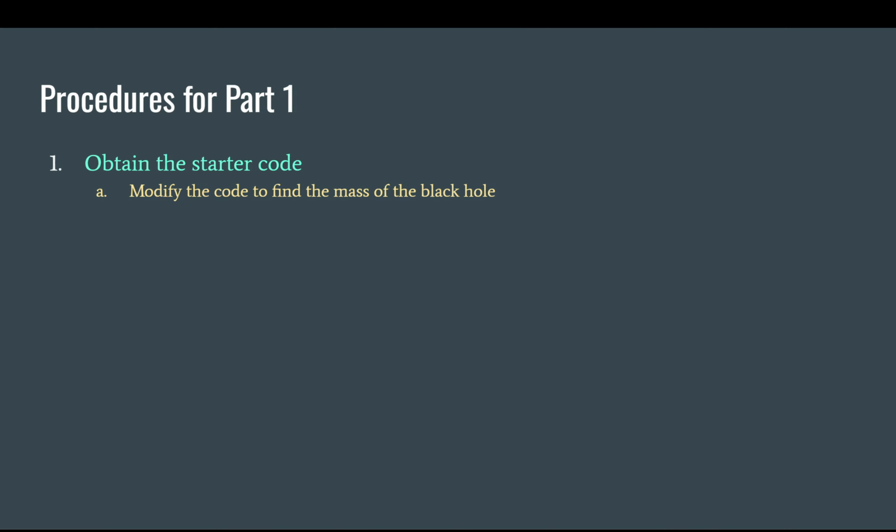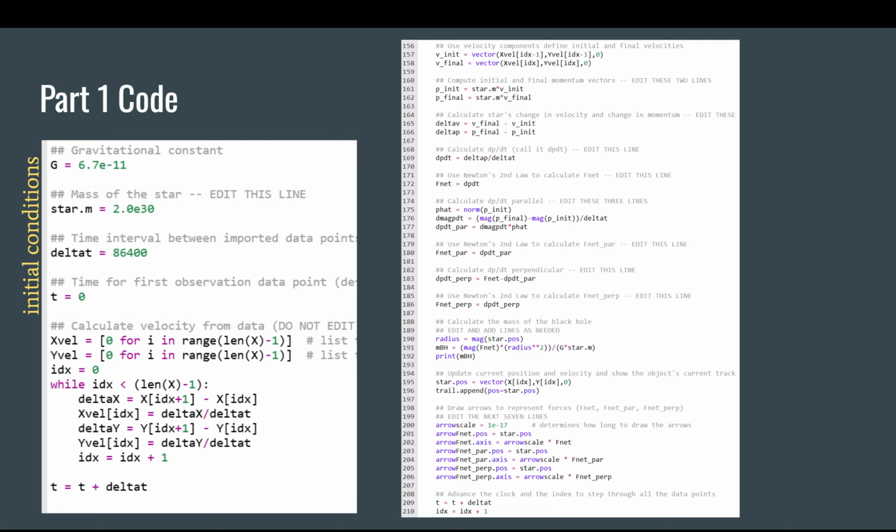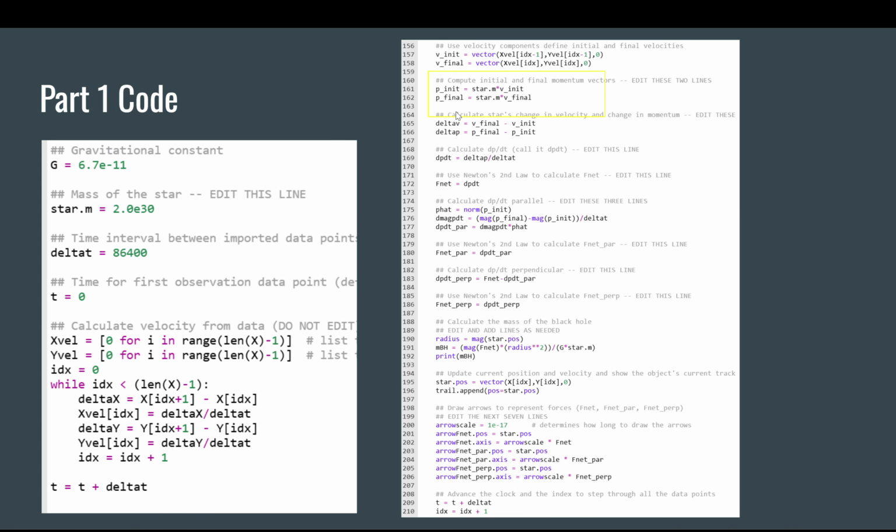We want to modify the code to find the mass of a black hole. How do we do that? Well, initial conditions: set the gravitational constant, mass of the star, delta t, which I believe is the time of a day in seconds. And then we have our initial momentum and final momentum, so we can get the change in momentum. We put that over the change in time, that's dp dt, which we know is F net.